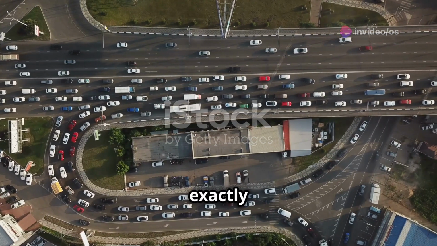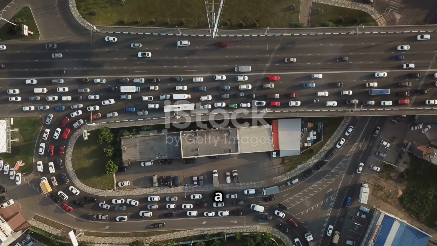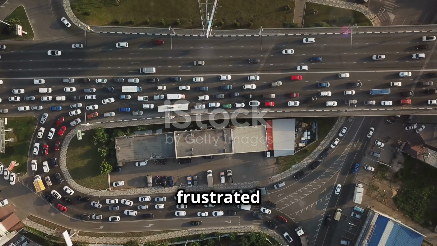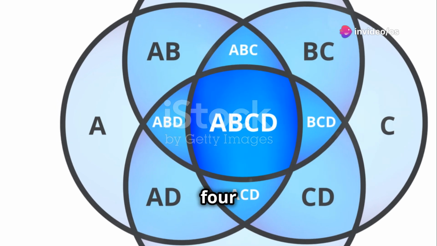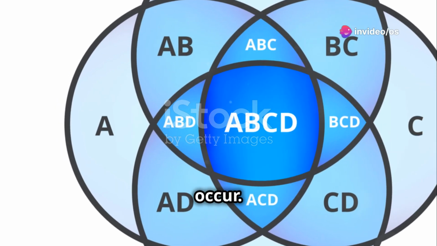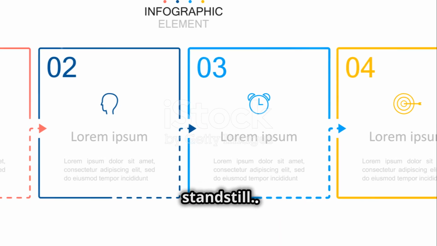So, what exactly causes these digital traffic jams? Why do our systems sometimes come to a grinding halt, leaving us frustrated and helpless? Well, there are four main culprits, often referred to as the four necessary conditions for a deadlock to occur. Let's break them down in detail to understand how they contribute to this digital standstill.